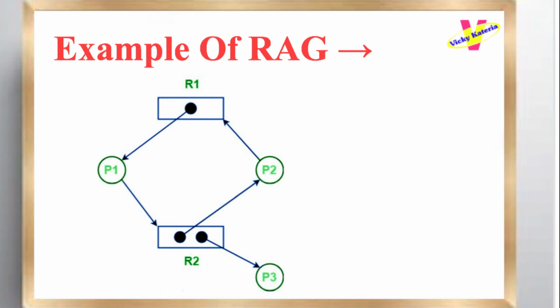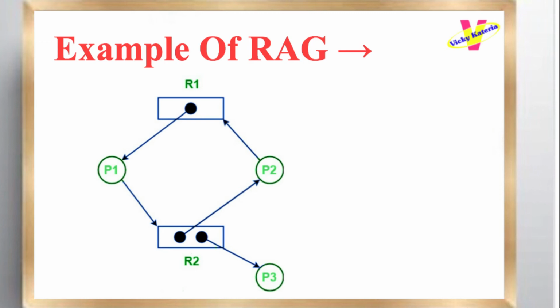Example of RAG. The following diagram represents a resource allocation graph. It gives the following information. There exist three processes in the system, namely P1, P2 and P3. There exist two resources in the system, namely R1 and R2. There exists a single instance of resource R1 and two instances of resource R2.